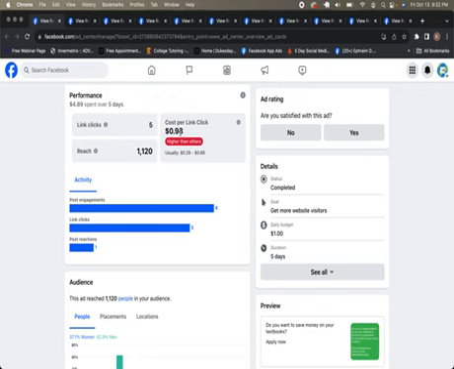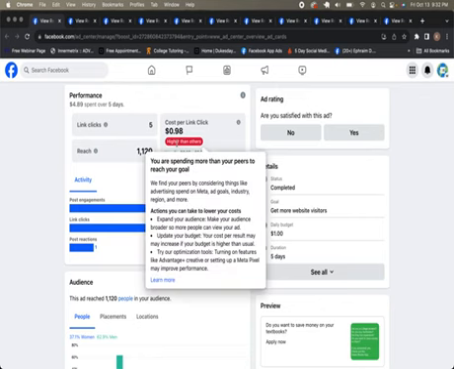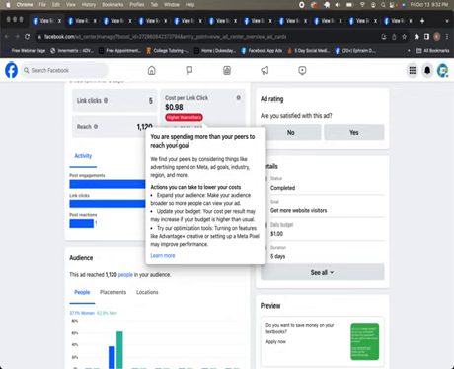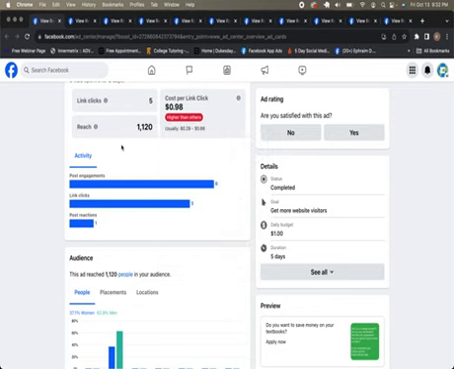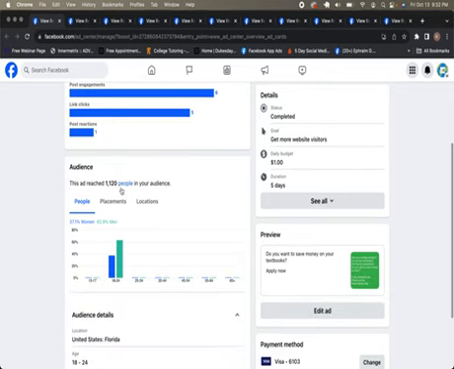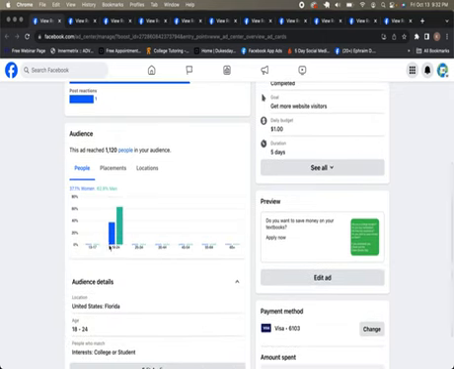At $1, at 98 cents per link click, it's not bad because our offer is for $97. So for example, if it costs $1 to get somebody to click and read the offer and purchase the offer, then it's not expensive. Looking at the gender split, it seemed like men were more likely to be open to it.